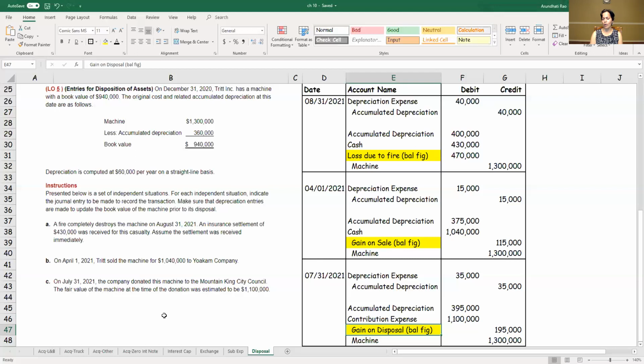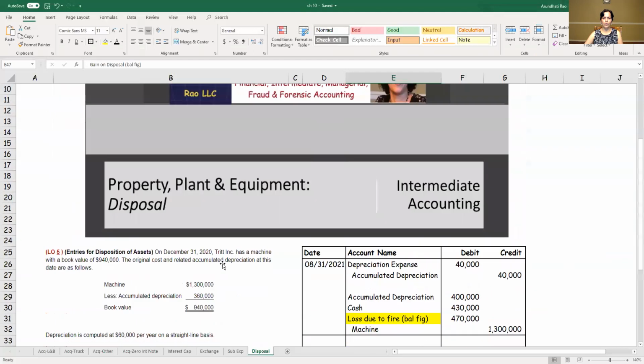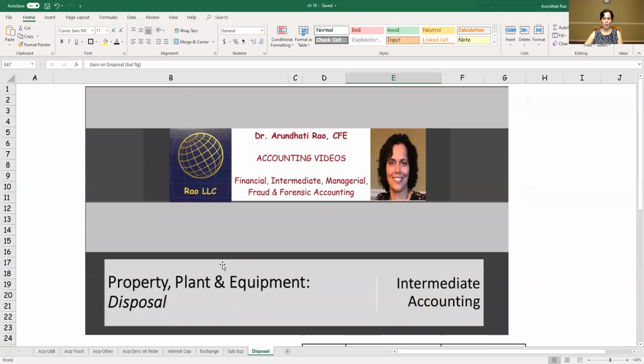Gains and losses are going to be listed in the income statement. So these are various topics we have seen as it relates to property, plant, and equipment. We start with the acquisition. We looked at subsequent expenses and the disposal of assets. In the next chapter, our focus is going to be on depreciation. So with that, we conclude this particular video.